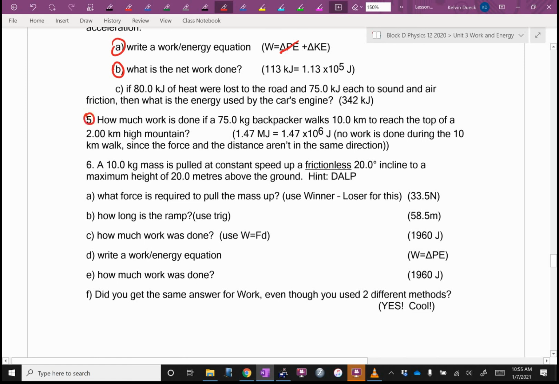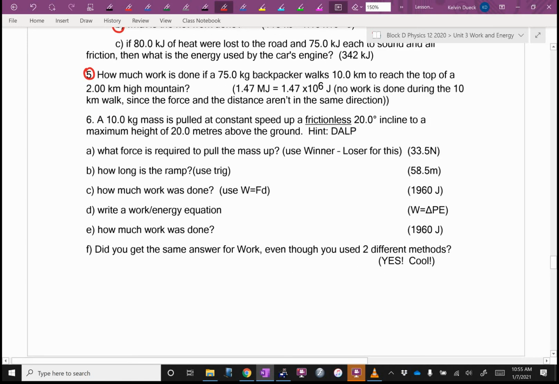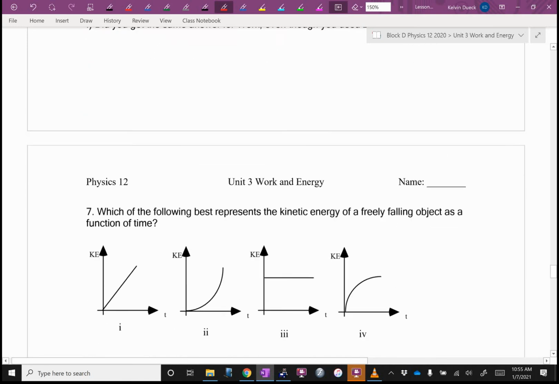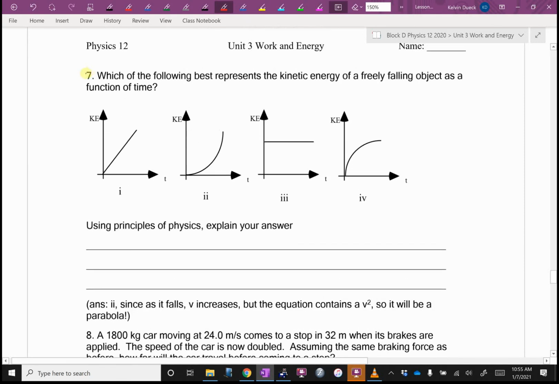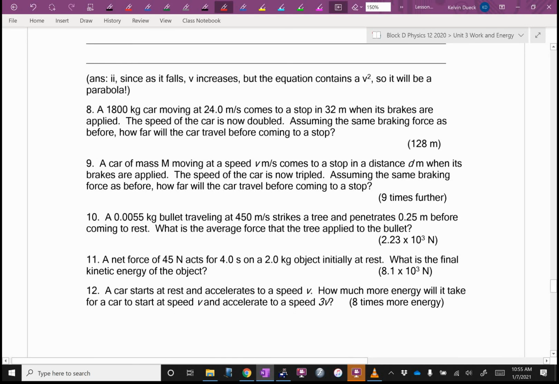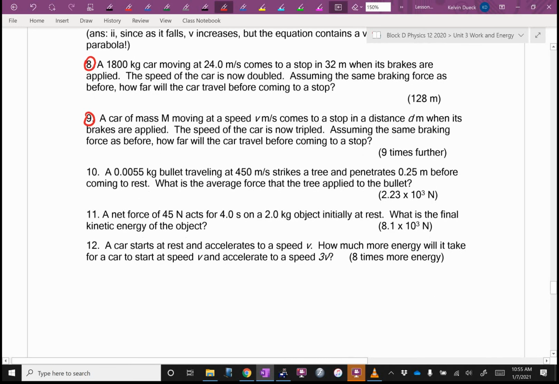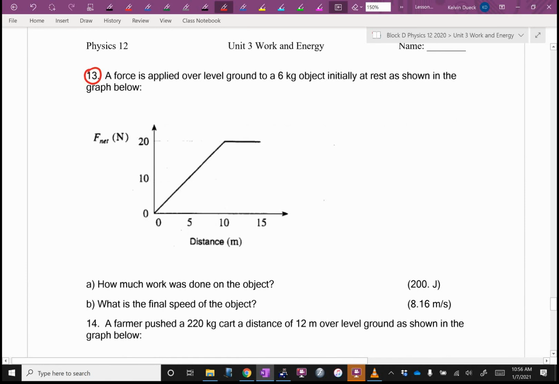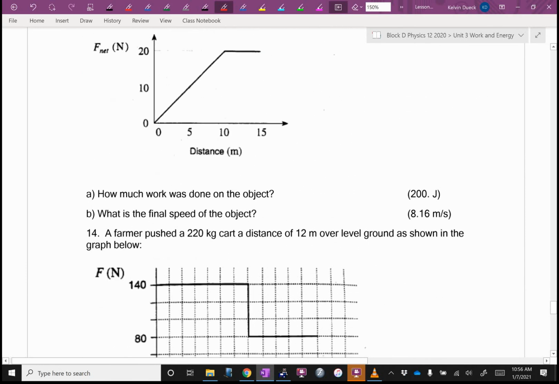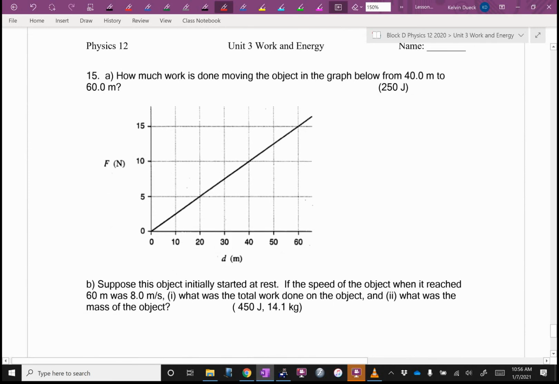5 is good. 6 is good. 7 is good. 8 is good. 9 is good. 13, I see a force versus distance graph. And 15.